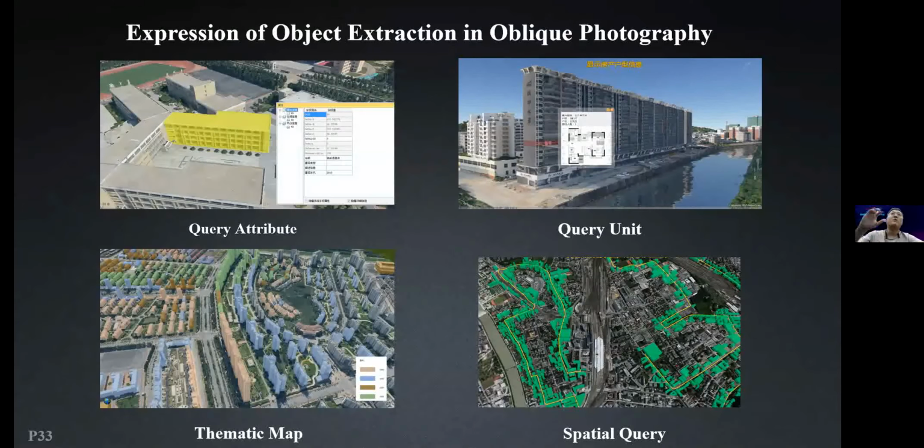That means we overlay the vector data and give it a height and extension, the bottom height and extension height, and then they can overlay with each other. When we click one of it, we can get the attributes of only this one. So if we overlay it with the oblique photography, we can achieve the function like for a high building, when we click one of the units inside of it, then we can get the attributes of this one. And the third one is thematic map. And the last one is spatial query.